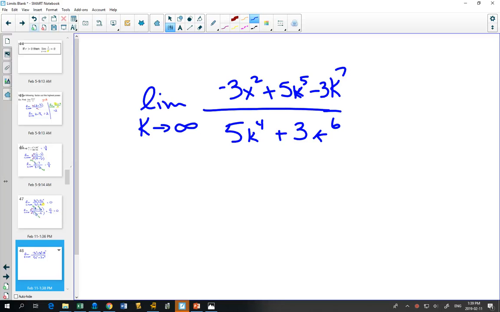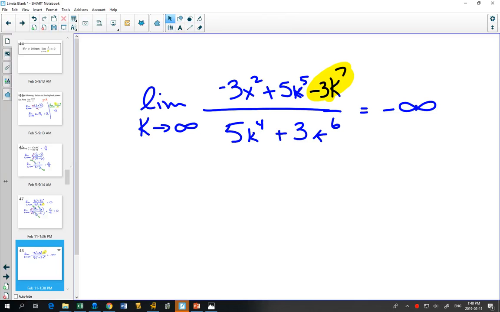So I look at this, and I can tell just by looking at this that the answer is negative infinity. How can I tell that? Well, my highest power is right here. As I put a very large number in for k, can you see that that's going to be a very large negative number because of the negative 3 out in front?